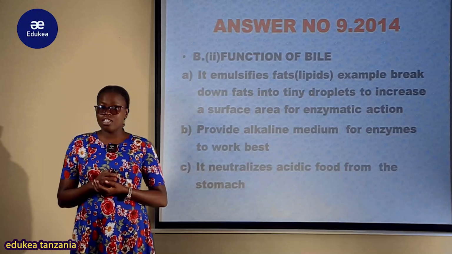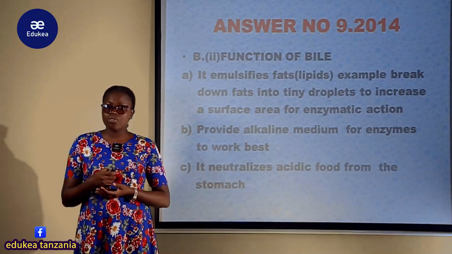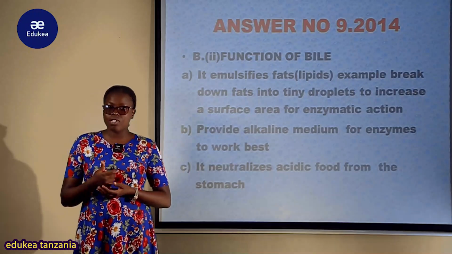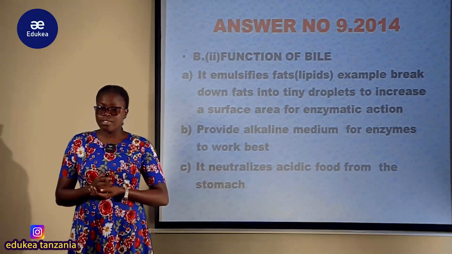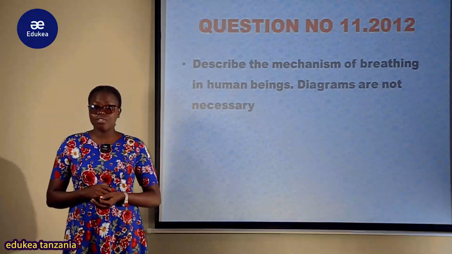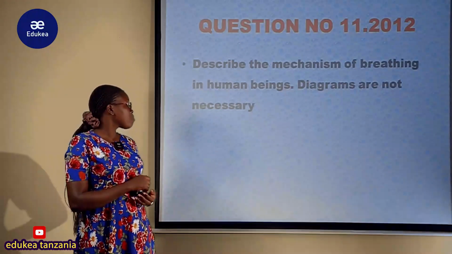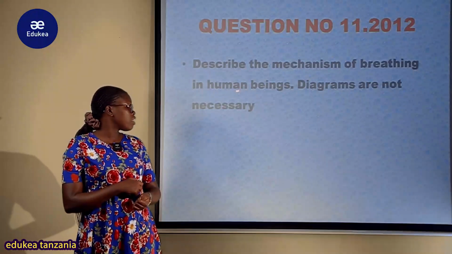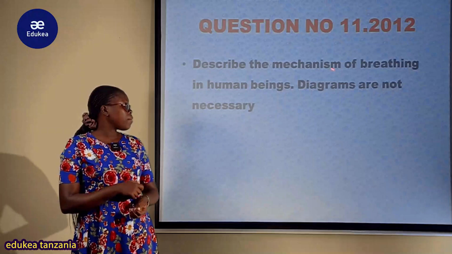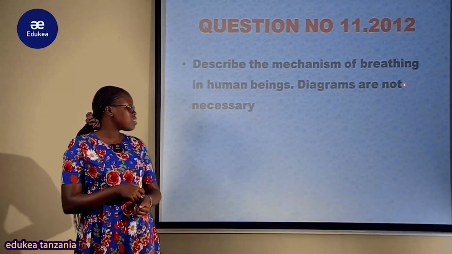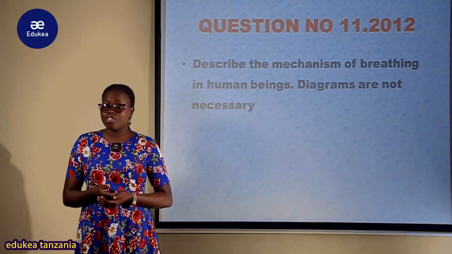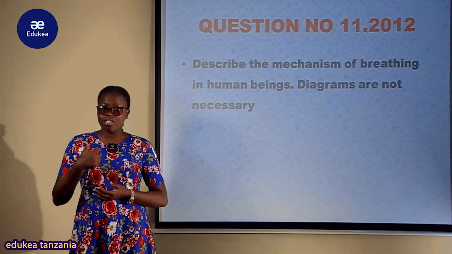So this is how this question needed to be answered. For those who answered this question like this, they get all the marks attributed to this particular question. The next question is question number 11 for the year 2012. The question states: describe the mechanism of breathing in human beings. Diagrams are not necessary. This question is for the year 2012, although we have included it within this session of the Necta solving for 2014.